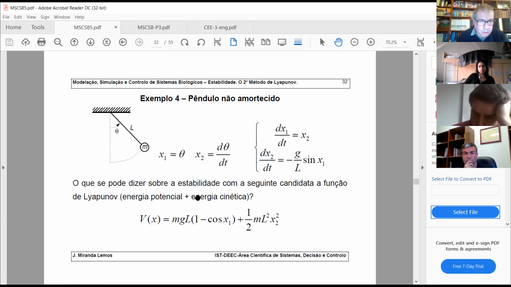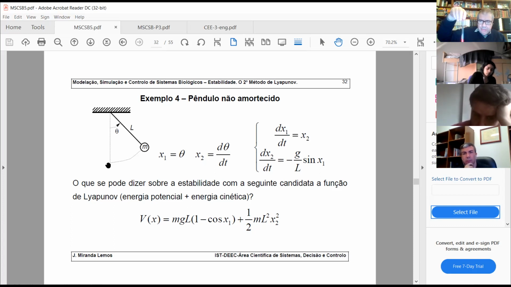Now, what are the equilibrium points? x1 equal to 0 is an equilibrium point, and x2 equal to 0. So this means the pendulum is down because the angle is 0 and the velocity is 0. You have your pendulum down.